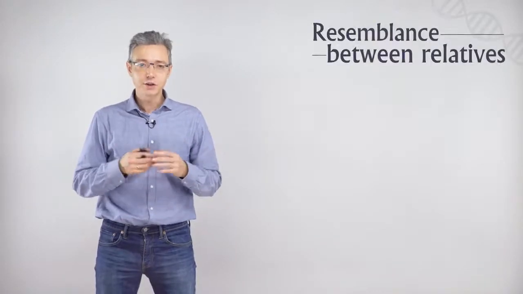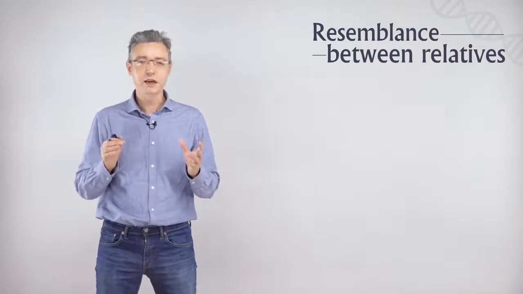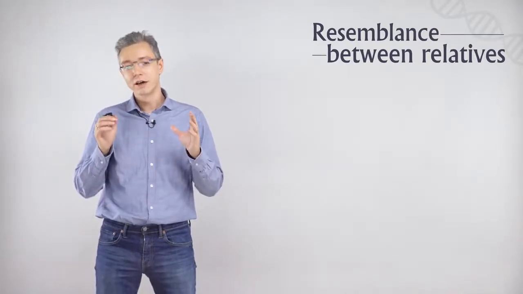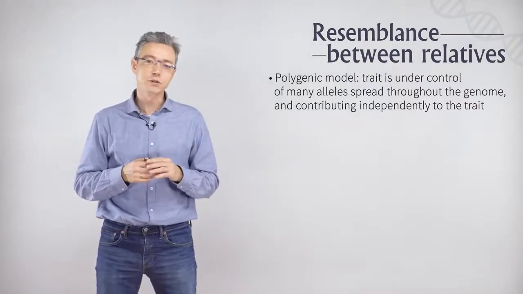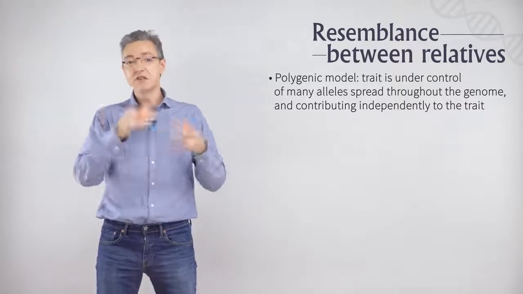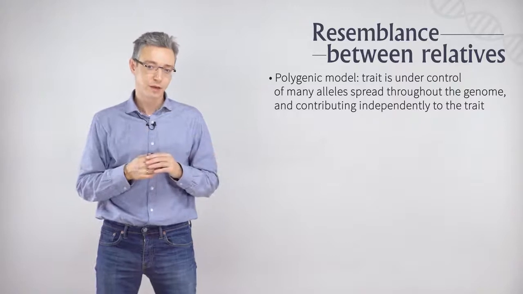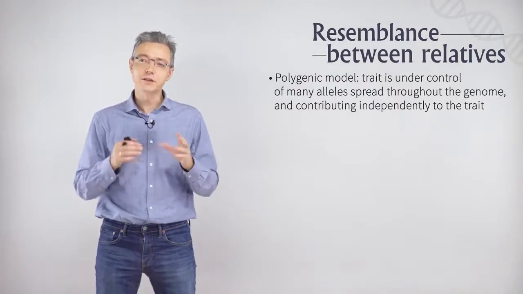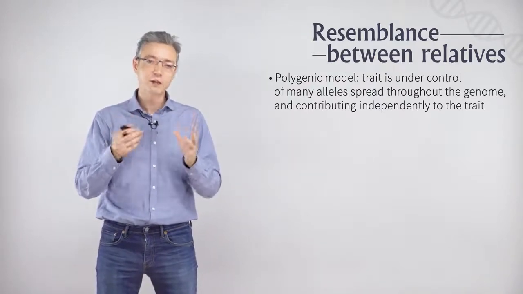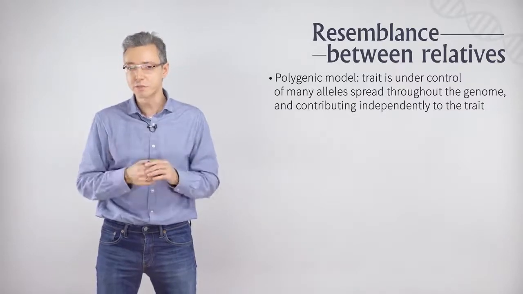The next question is, if we know the relationship between individuals, can we tell something about the correlation of their phenotypes? So what is the resemblance between relatives? In case we assume a polygenic model, that is to say that the trait, the phenotype we are considering, is under the control of really many alleles, many genes which are spread throughout the genome, then the coefficient of relationship will be very helpful in trying to figure out the resemblance between relatives.